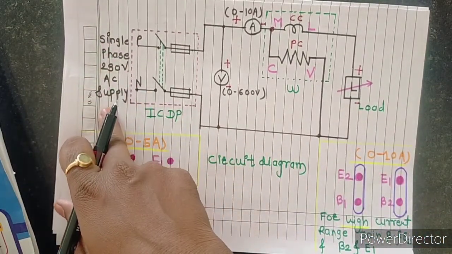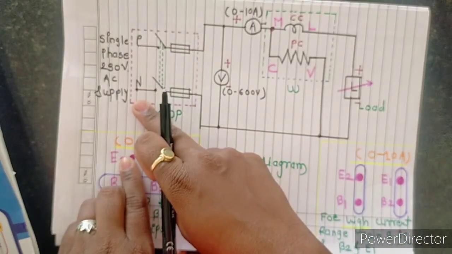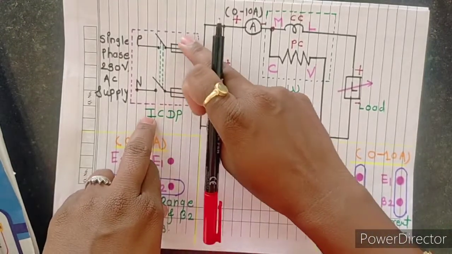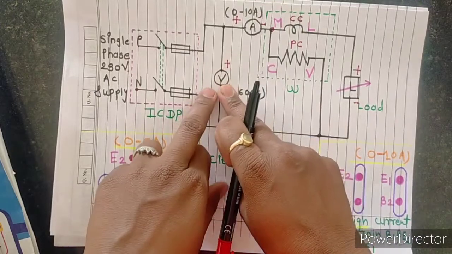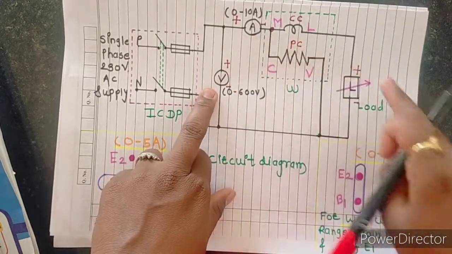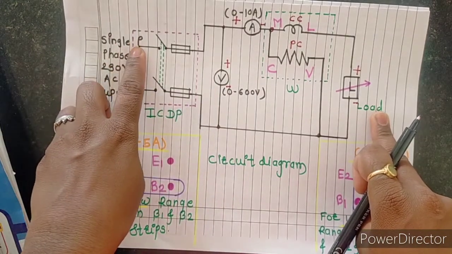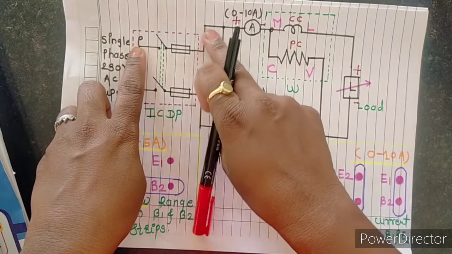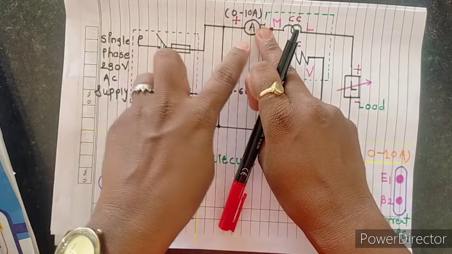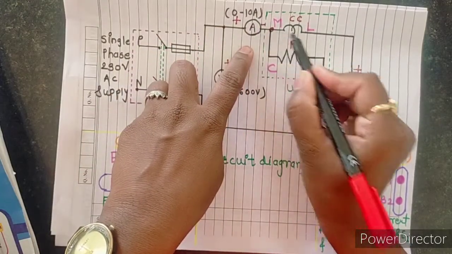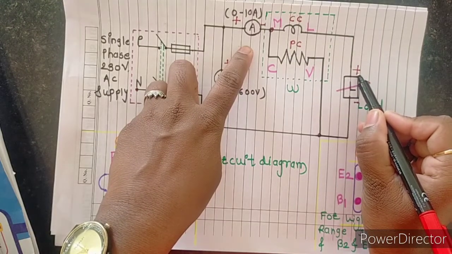Here I am taking the single phase AC supply which has two terminals P and N. Next I am taking an iron clad double pole switch. Next are the voltmeter, ammeter, this is our wattmeter, and next I am taking the resistive load bank. The positive terminal of the single phase supply is connected to the positive of the ammeter. Negative of the ammeter is connected to the M terminal. This L terminal is connected to the positive terminal of the load.